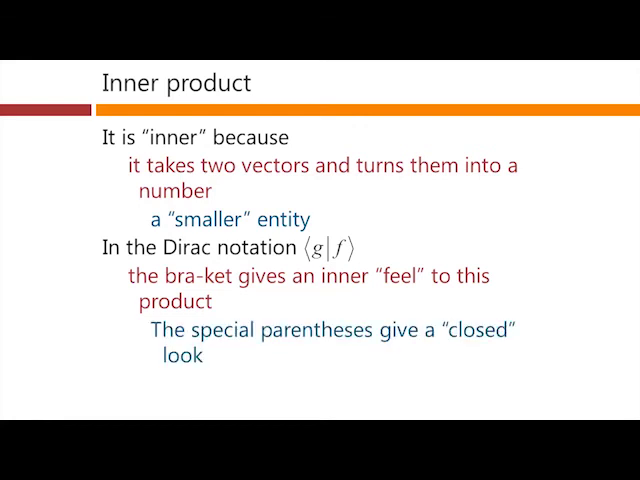And this special parenthesis, as I said, gives a kind of closed look to the whole object. Now, whether you see it that way or not is not important, but it's sort of something you get used to when you're working with the Dirac notation. You start to see these things and say, yes, that's a number. It's just enclosed here in these brackets, these special brackets.